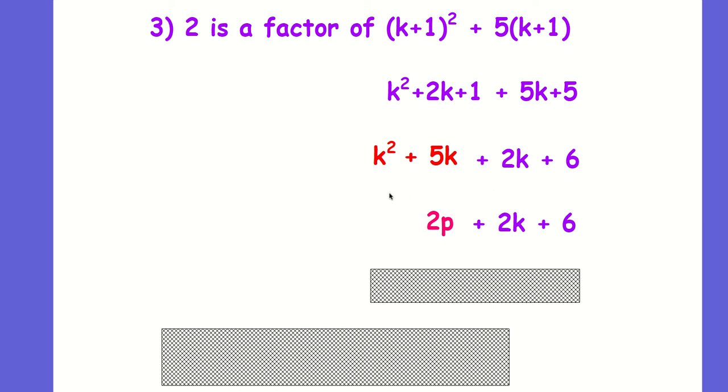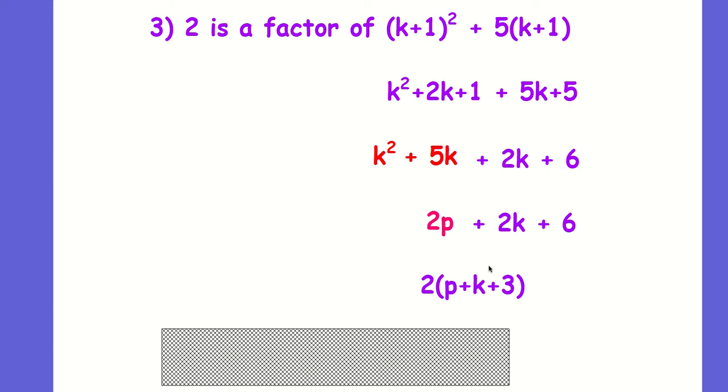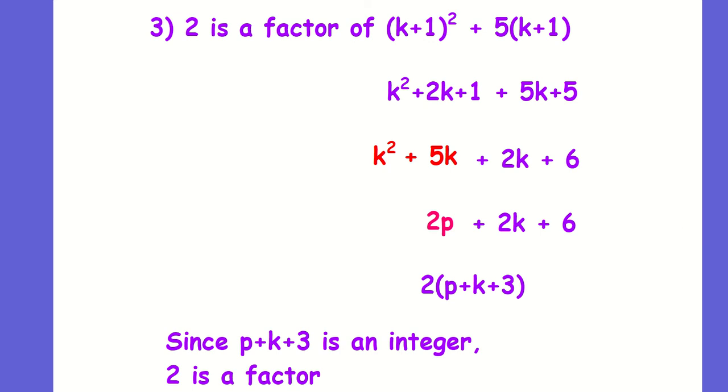So we have to basically now show that 2 is a factor of that. And here's how we do it. We factor out a 2, because now we can show that this is 2 times something, which means 2 is a factor of it. Because p plus k plus 3 is definitely an integer, and so, that's that. So those are 3 pretty good examples.